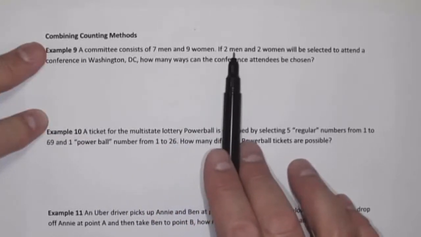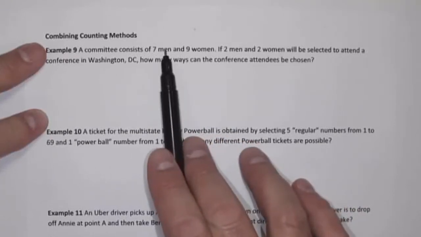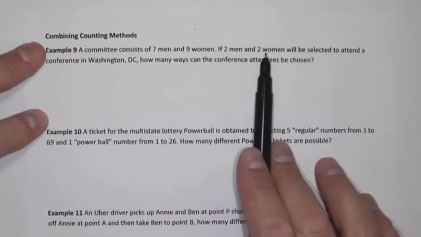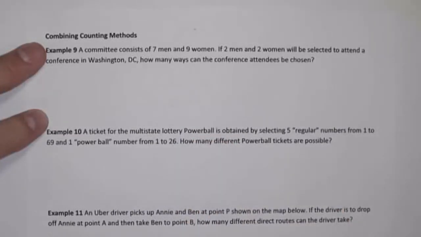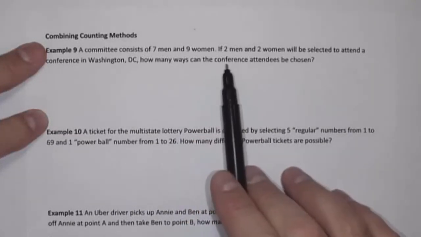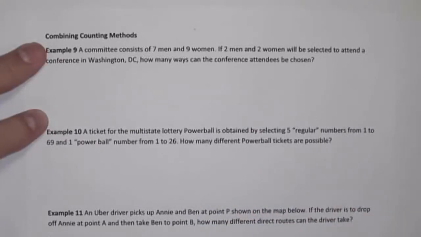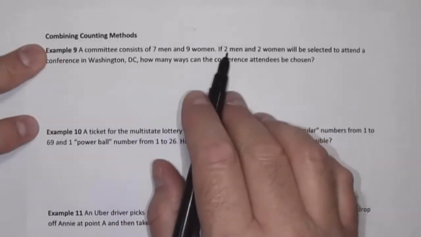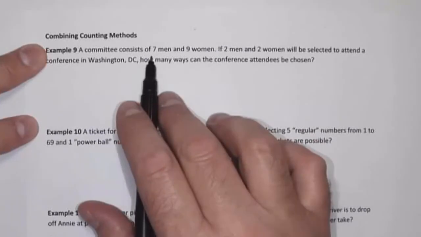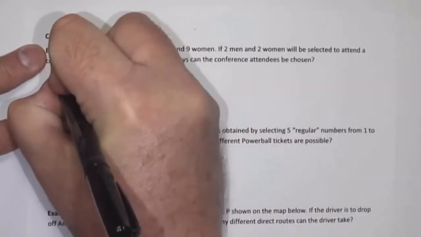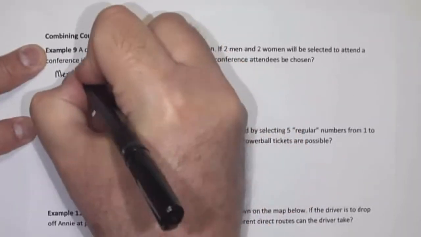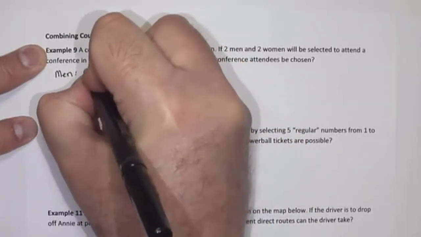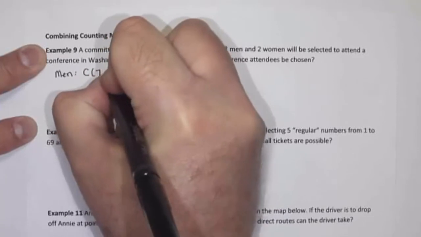Now we're going to pick 2 men out of the 7 men to go to Washington, D.C., and we're going to pick 2 women out of the 9 women, and so we want to know how many different ways the conference attendees can be chosen. If we're just picking 2 men out of 7 men, the number of ways we can choose the men is a combination of 7, choosing 2.